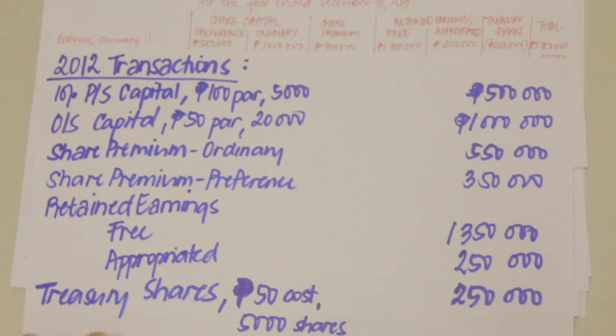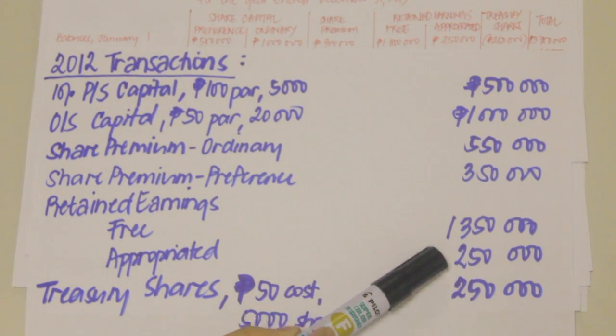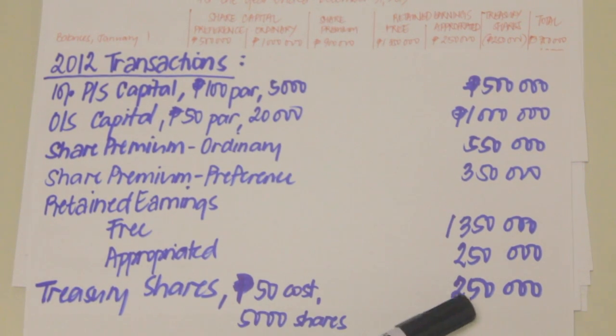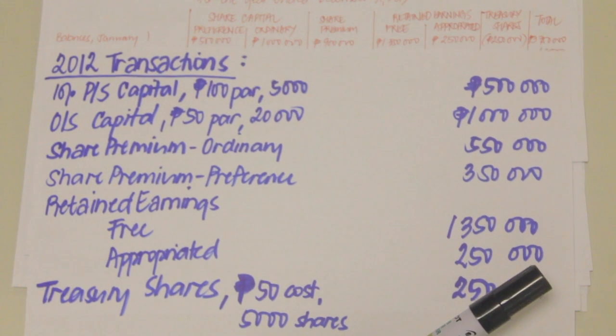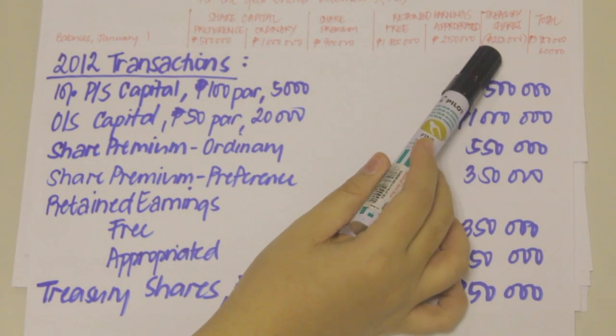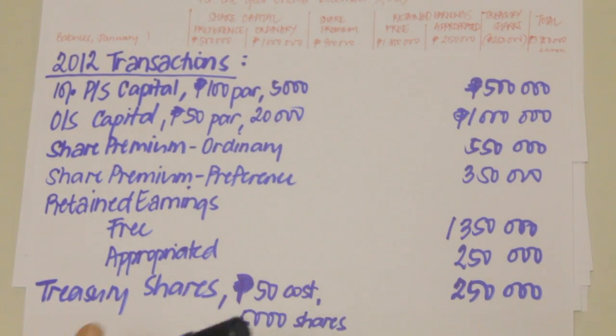So now we have to record your retained earnings. So 350 in the free column, and then 250,000 for appropriated. And then 250,000 would go to your treasury shares. And remember that any addition to treasury shares would be a negative sign since it reduces your shareholders' equity.